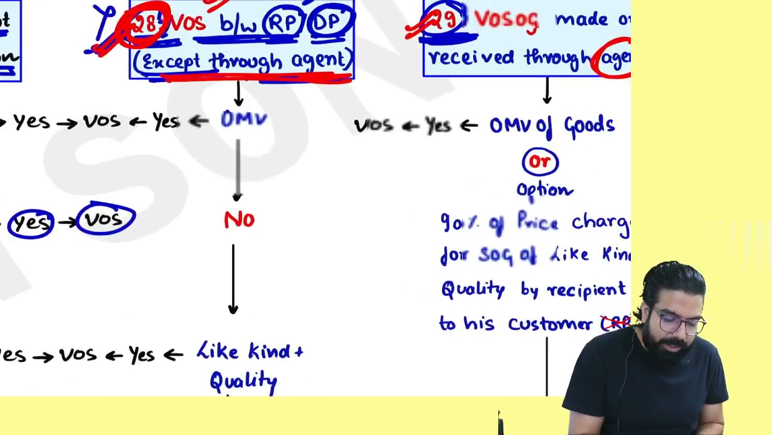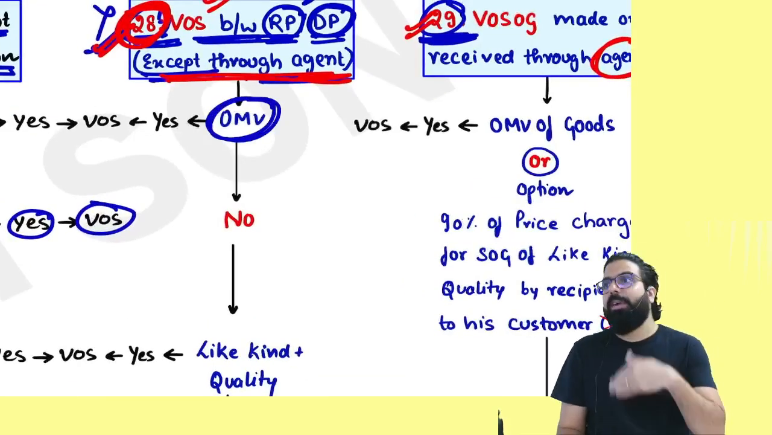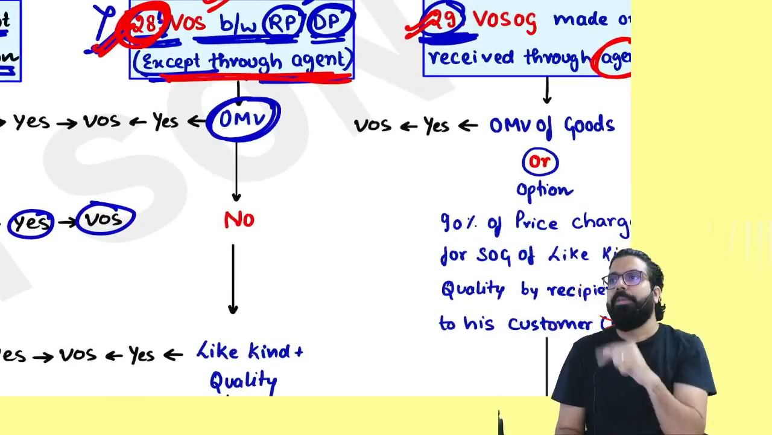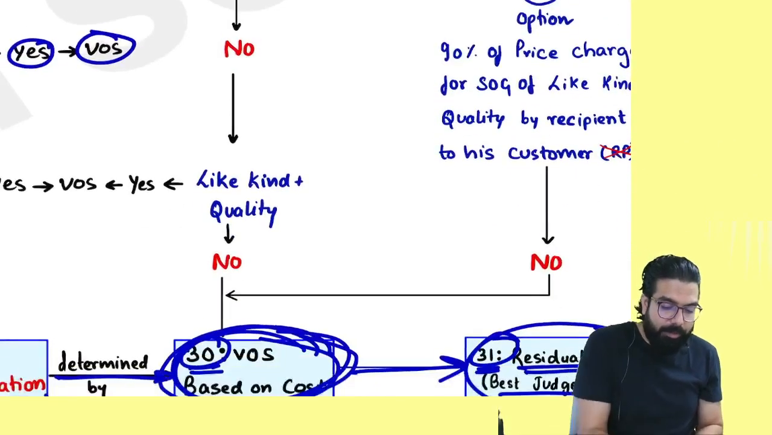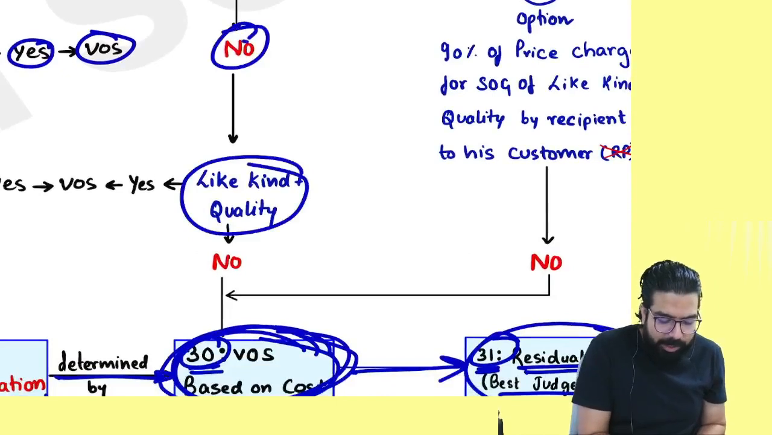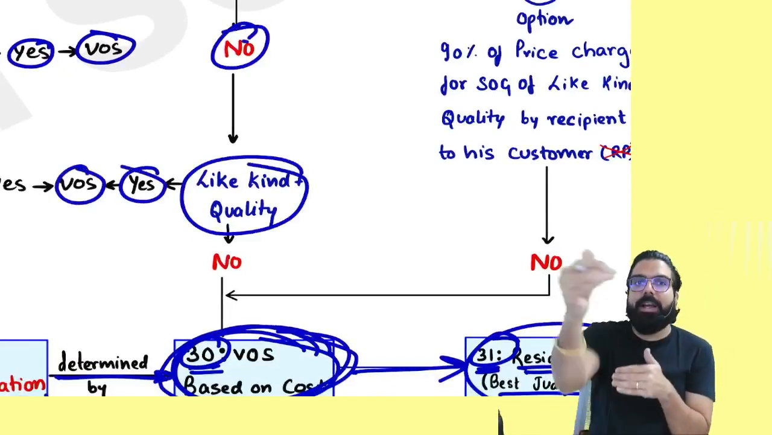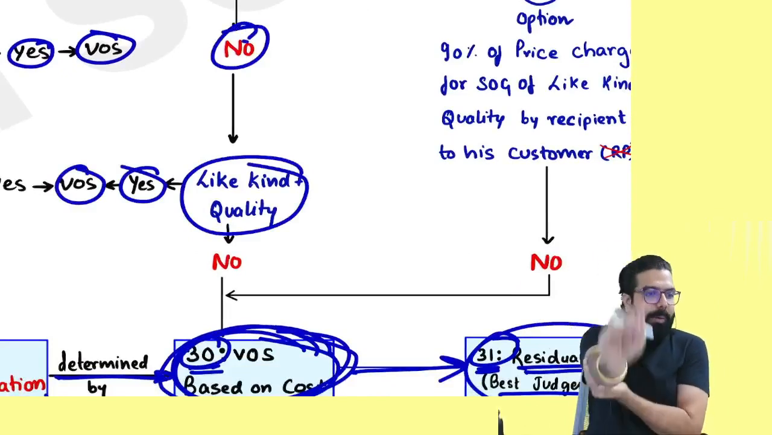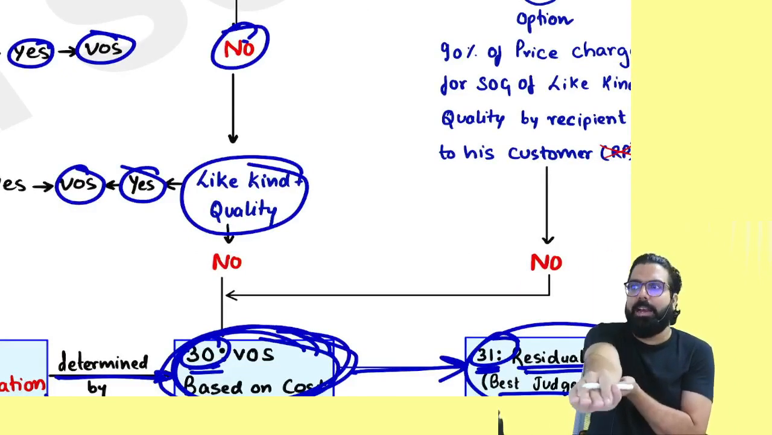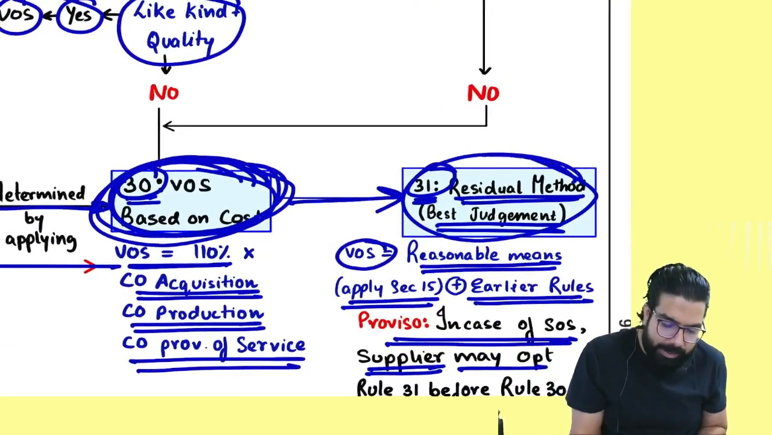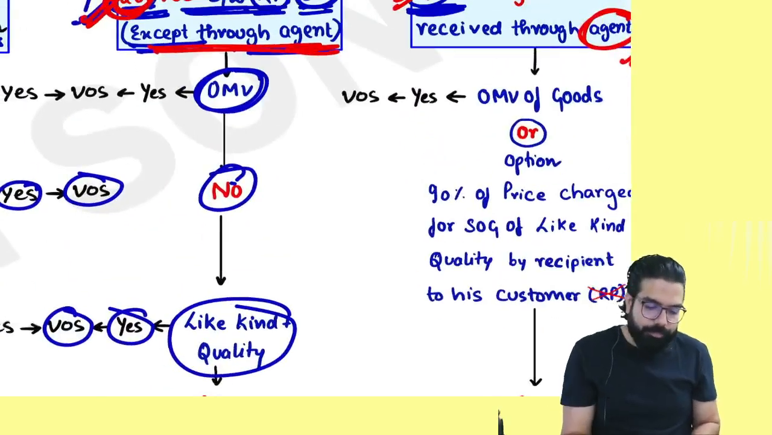Sir, what is it? It says open market value. So, sir, if I am supplying to my related person, I should always take open market value. If open market value is not available, then like kind and quality. If that is available, that will become the value of supply. If like kind and quality is also not there, rule number 30 and then rule number 31.